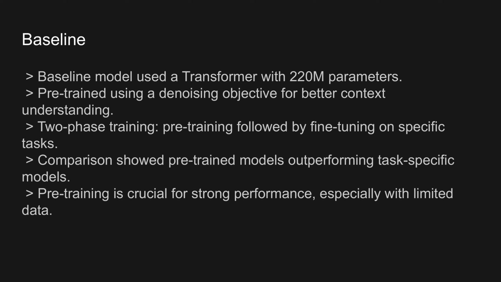First, the authors created a baseline model reflecting modern NLP practices. They chose a transformer model with an encoder-decoder architecture, much like what we've discussed before. This baseline model was built with around 220 million parameters. Why do you think they started with this model size?